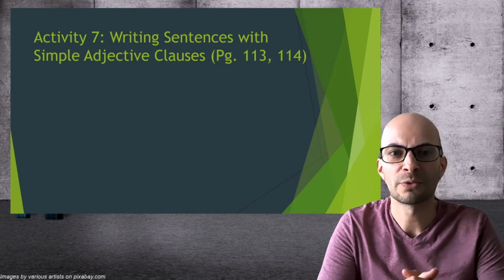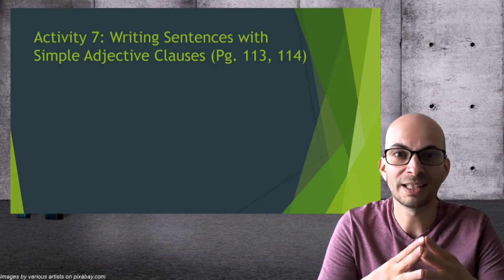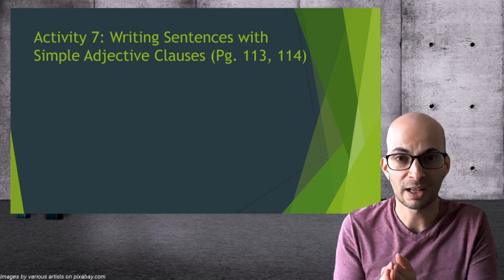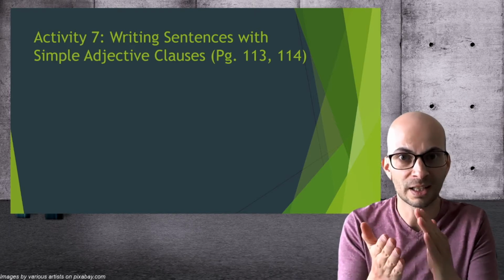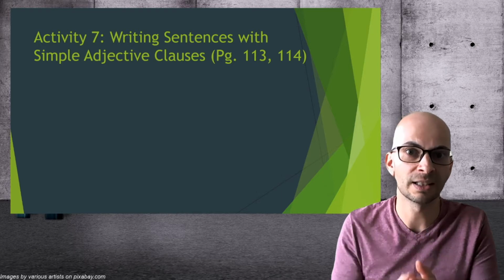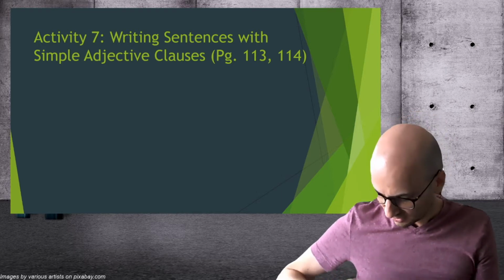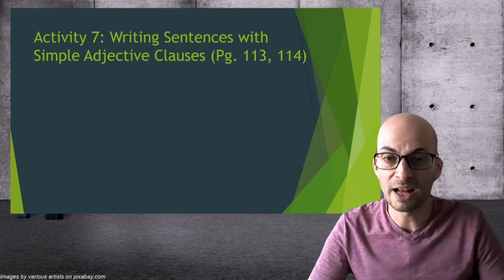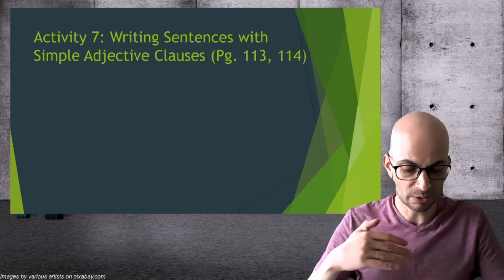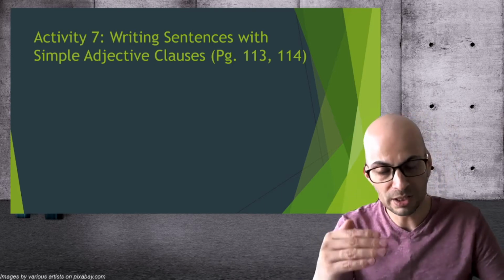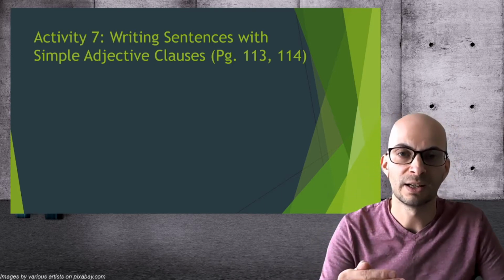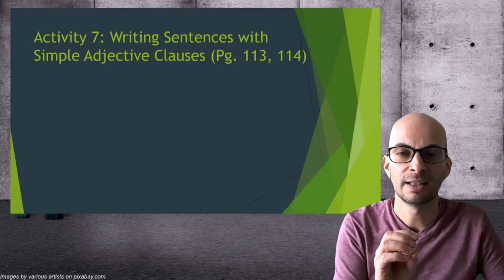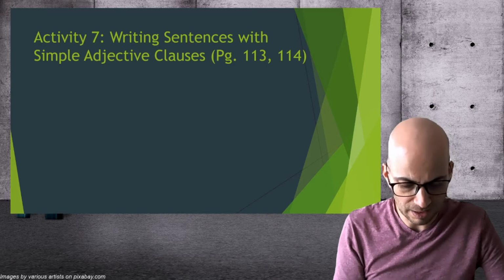So first off, we start with writing sentences with simple adjective clauses. This is something we looked at last week, writing a sentence and then having an adjective clause. And let me flip over here to that page, sorry. An adjective clause is going to start with a word like that, or which, or who. You can also use them in other ways, but those are the most common. And in our book, we had some examples.